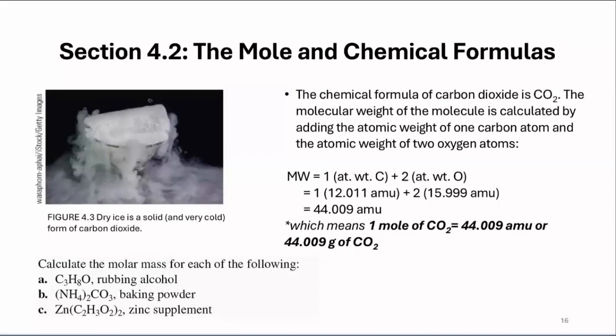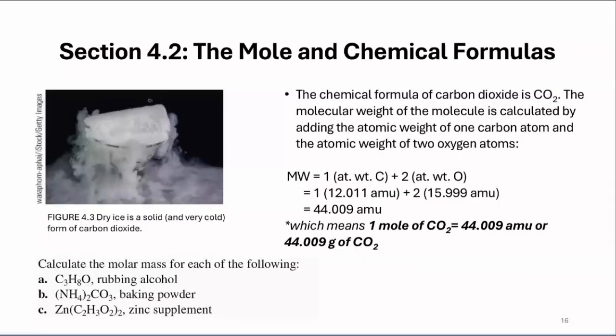Since we know that the molecular weight of the compound is related to moles, this molecular weight that we determine equals 1 mole of that compound. In other words, 1 mole of CO2 is 44.009 AMU, or 1 mole of CO2 equals 44.009 grams of CO2. To calculate the molecular weight for compounds, we have 3 examples at the bottom. I'm going to do specifically letters A and B.